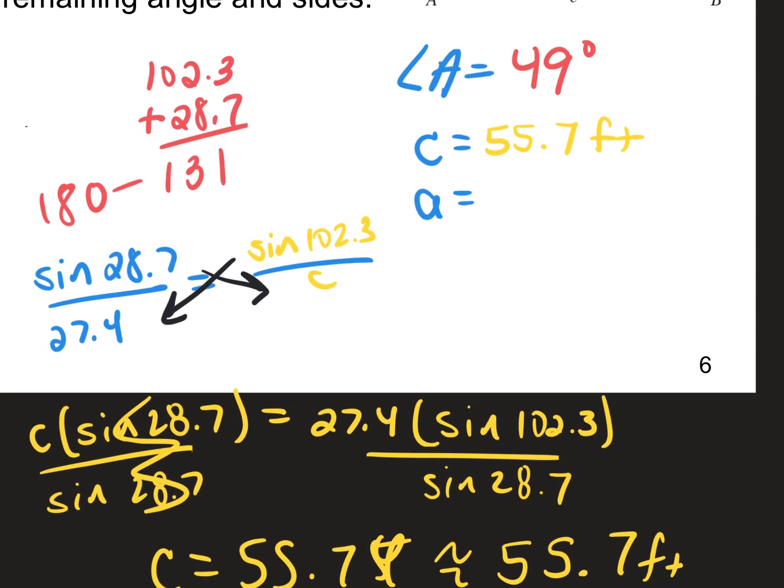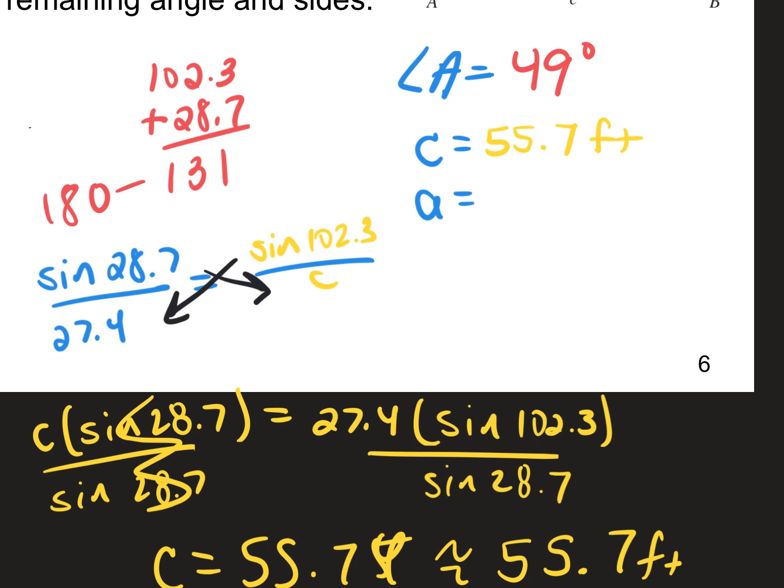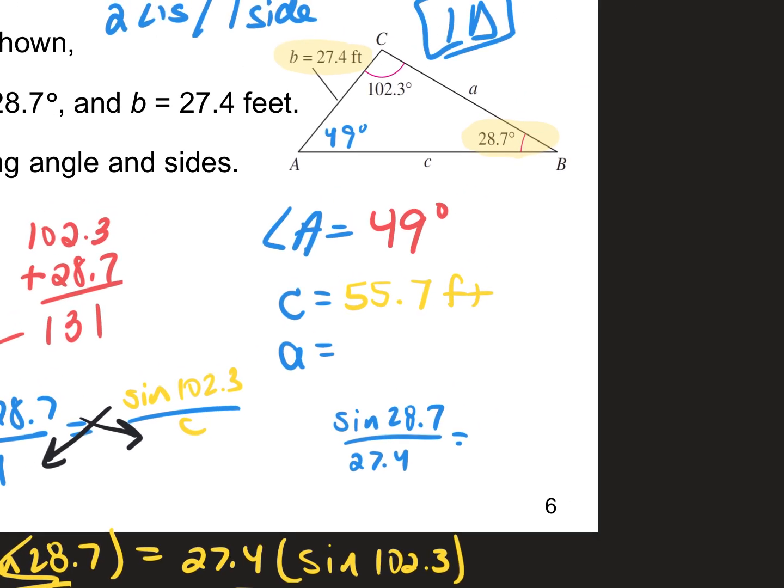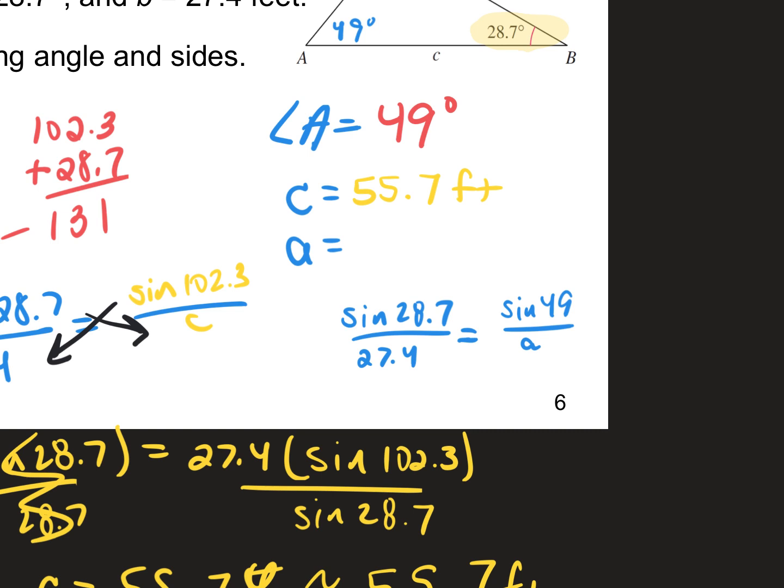Okay, so now we're going to go back and we're going to find side A. Use the proportion that was given to us at the beginning. What was the proportion? Sine 28.7 over what? 27.4? Angle over sides. You can do sides over angles. Doesn't matter. So what information are we going to use for A? How would I set it up? Do I know side A or angle A? I know the angle, so it's going to be sine of what? 49 over what? A. And then how do we solve this?